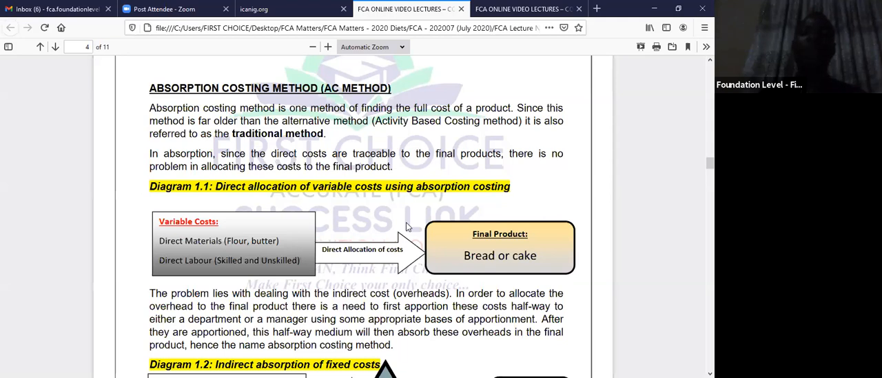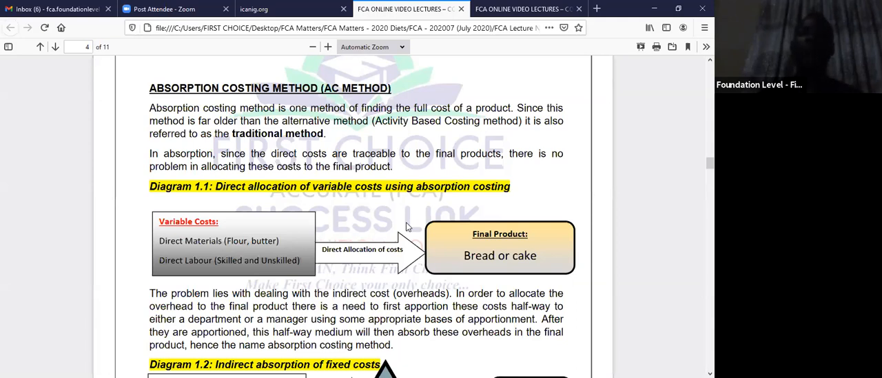Now, the problem lies with the indirect costs, which we call the period costs. Take note, product cost is directly traceable. Period cost is not directly traceable. It means that we must look for a way to link our period costs and convert them to product costs so that the product can absorb them and we can now use them to cost our product. So that is what we call absorption costing. Absorption costing means absorbing all the costs, both product costs and period costs.